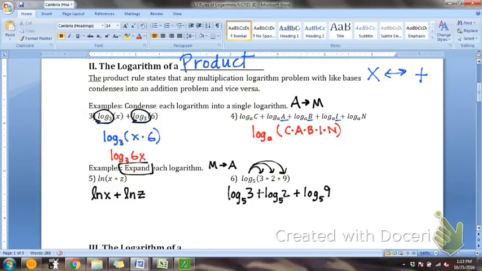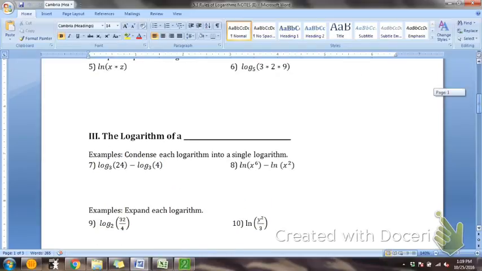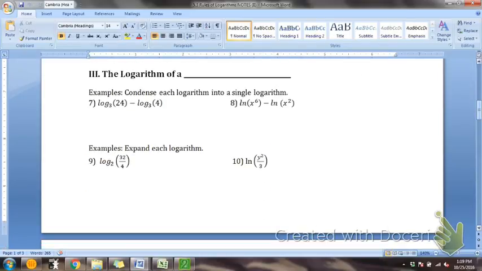Okay, so if we talk about multiplication and addition, what have we left out? Subtraction and division. So, number 3 is the logarithm of a quotient. Quotient means the answer to a division problem. So we are going to say that division turns into subtraction and vice versa. Division turns into subtraction, subtraction turns into division.